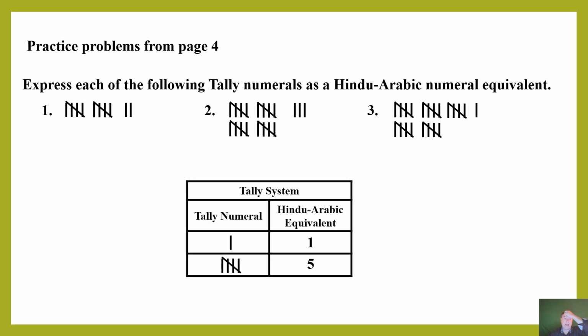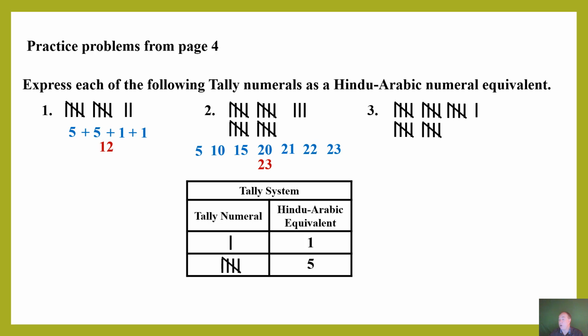Now, practice problems from page 4. You may want to pause the video here a second, try to express each of the following tally numerals as a Hindu Arabic numeral equivalent, and then press play to continue. Alright, number 1, if I used addition, this would be 5 plus 1 plus 1, which would equal 12. In number 2, it doesn't matter which of the 3 methods you use. Now I'm going to use counting. So this is 5, 10, 15, 20, 21, 22, 23. So the answer is 23.